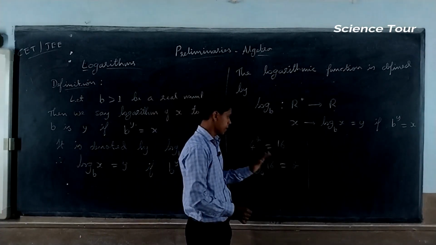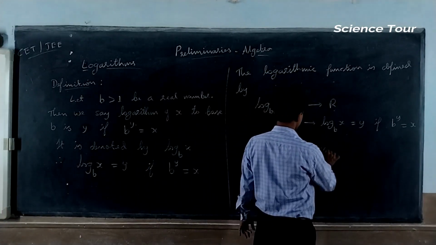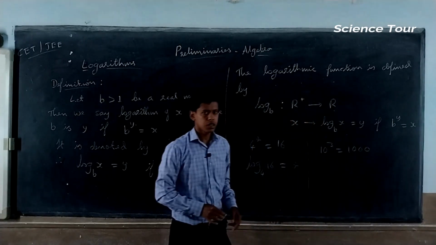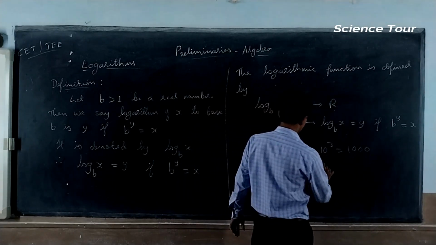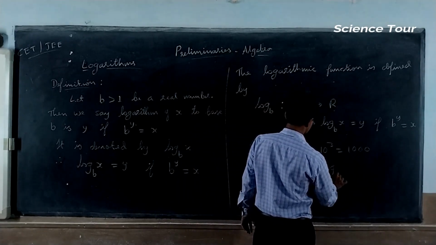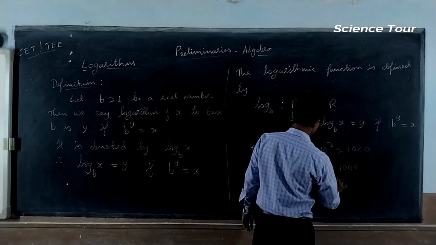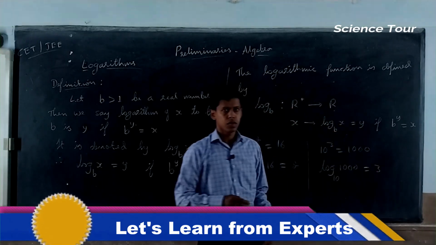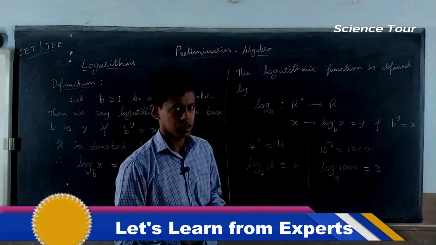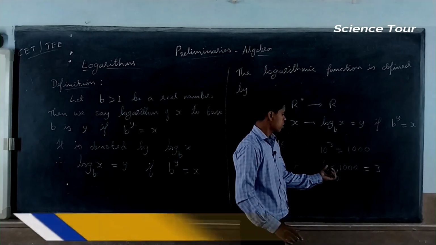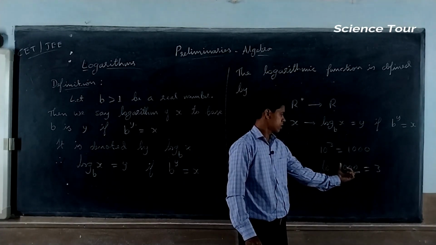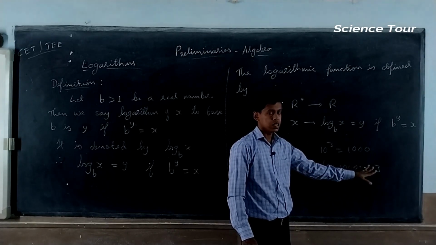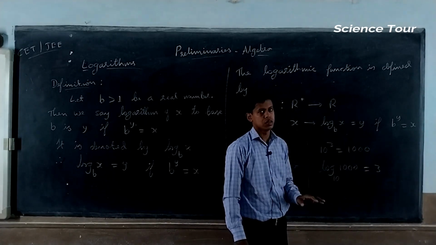All right, now you know that 10 cube is 1000, correct? Now what is log 1000 to the base 10? You have 3 zeros, therefore this is 3. You might have learnt that in physics or chemistry, correct? So log 1000 to the base 10 is 3, because 10 cube is 1000.